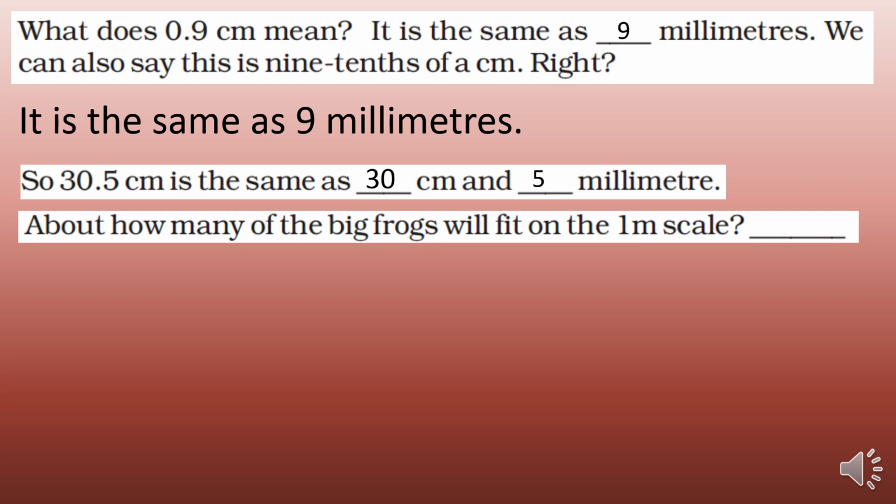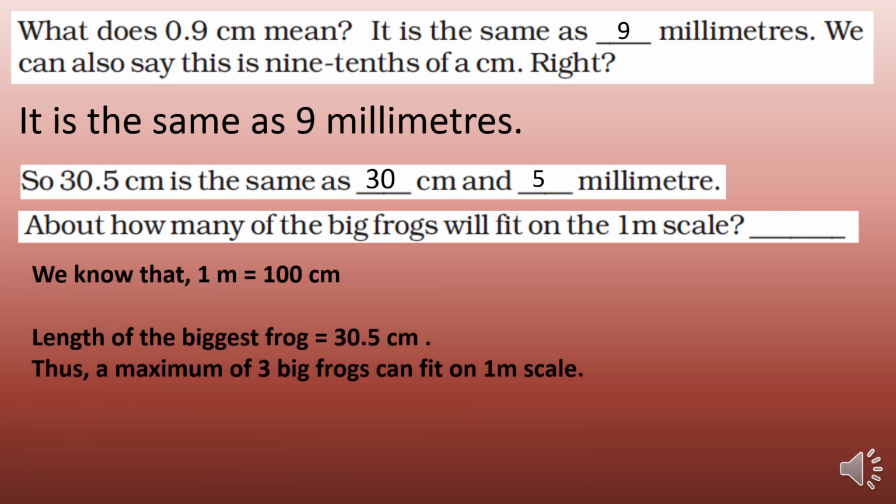About how many of the big frogs will fit on the 1 meter scale? We know that 1 meter equals 100 centimeter. Length of the biggest frog is equal to 30.5 centimeter. Thus, a maximum of 3 big frogs can fit on 1 meter scale. So the answer will be 3.